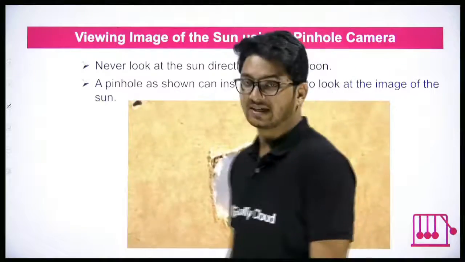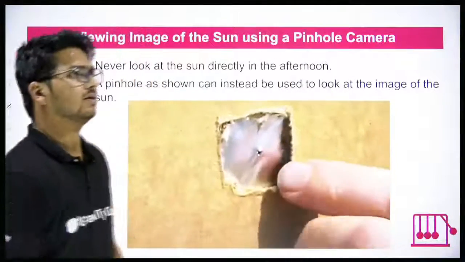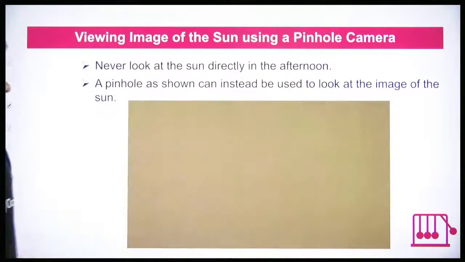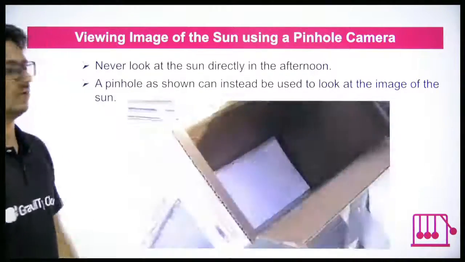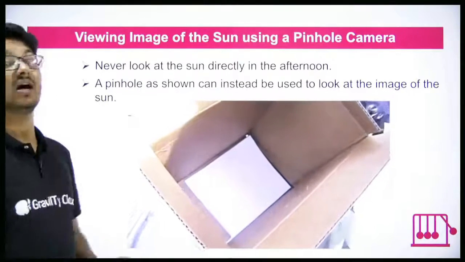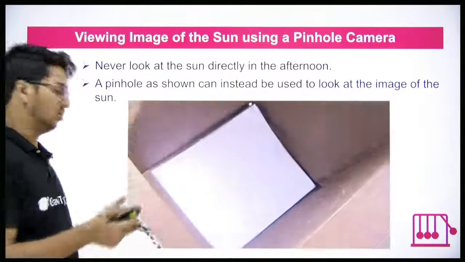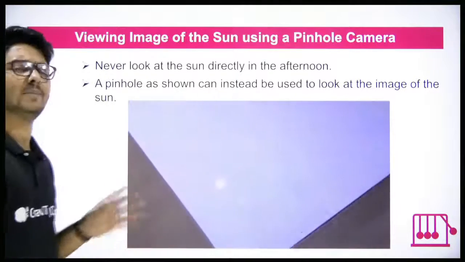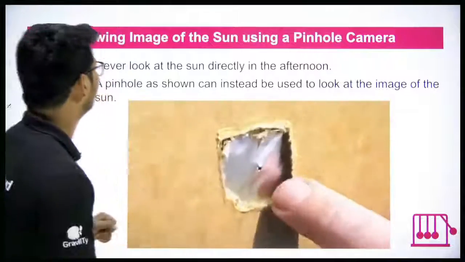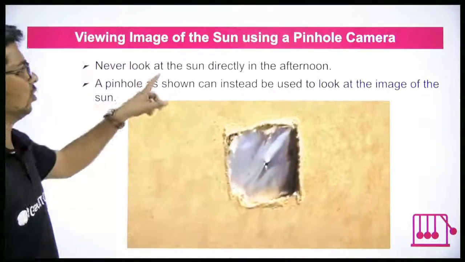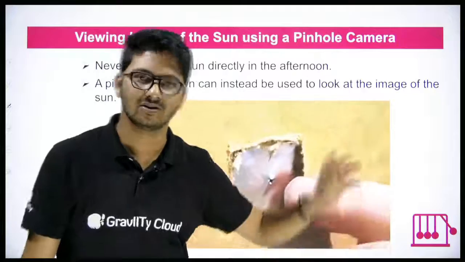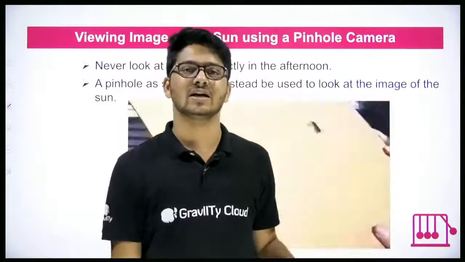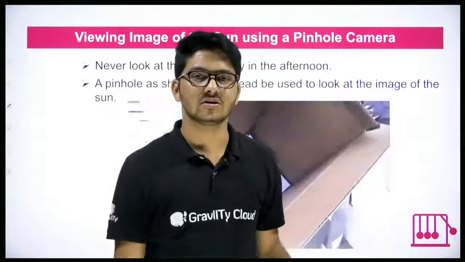Now we'll go into a simple case again, a very simple pinhole camera, right? So here, that's how small the pinhole will be. Can you see that? And in this animation, they will show us how to look at the image of the sun using a pinhole camera. Or using a pinhole. Just a pinhole, just a hole, that's it. See here. First of all, never look at the sun directly in the afternoon. Sunrise and sunset, it is okay. But during the noon, do not look at the sun directly. Forget about solar eclipse.